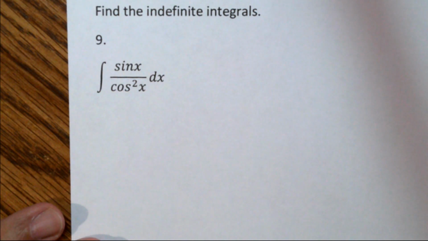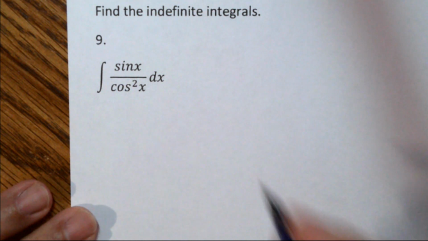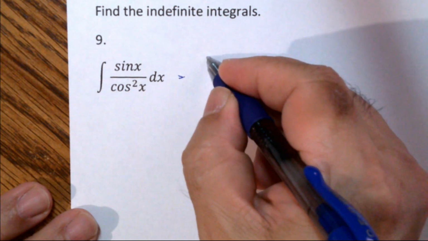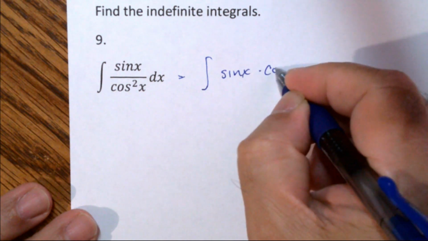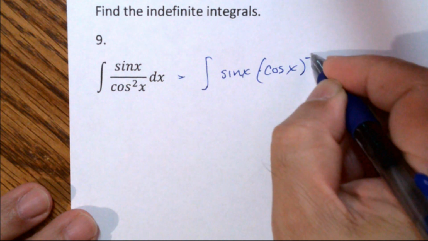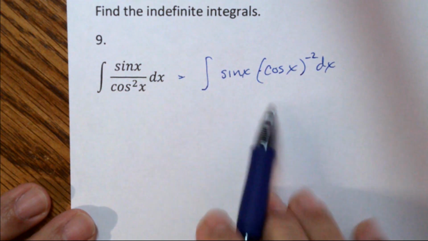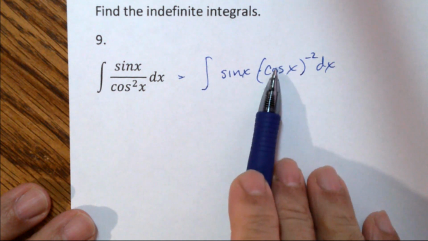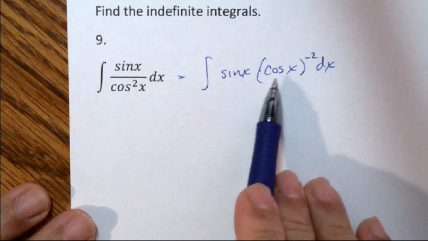All right, this is number 9. Okay, I'm going to do a rewrite so it's easier to see. Sine x times cosine of x to the negative 2 power. So you can see that cosine x is living inside of another function, an exponent of negative 2. So what is the derivative of cosine x?